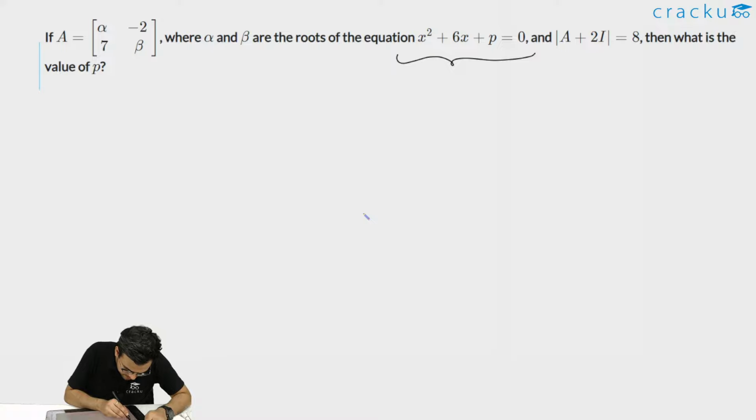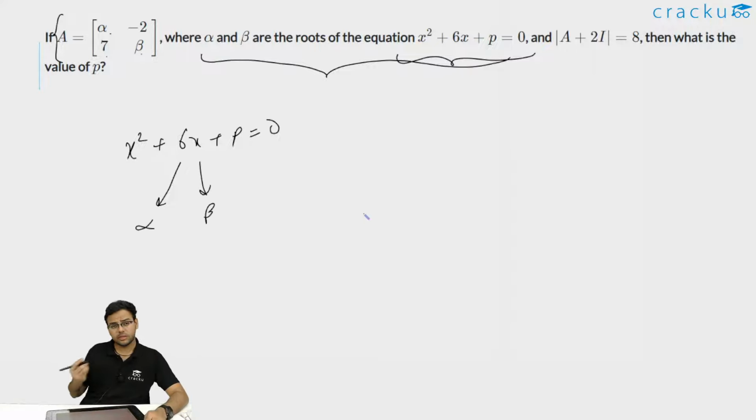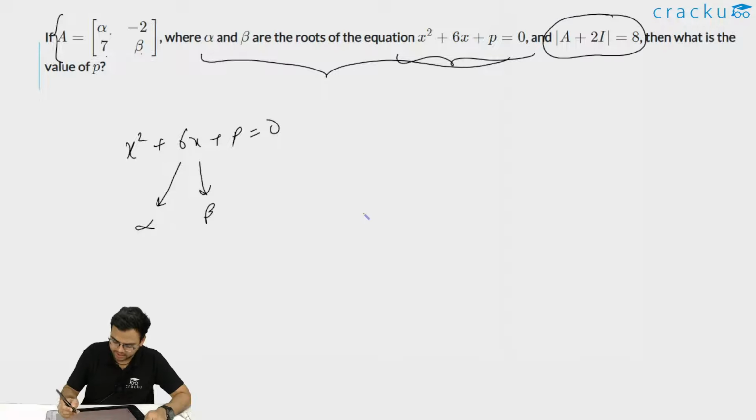So it is given that matrix A is alpha, minus 2, 7 and beta. So this is a 2 cross 2 matrix where alpha and beta are the roots of the equation x square plus 6x plus p. So x square plus 6x plus p equal to 0 is a quadratic equation and its roots are alpha and beta. And determinant of A plus 2I is equal to 8. I told you yesterday as well, you cannot ask what exactly is I. I is an identity matrix.